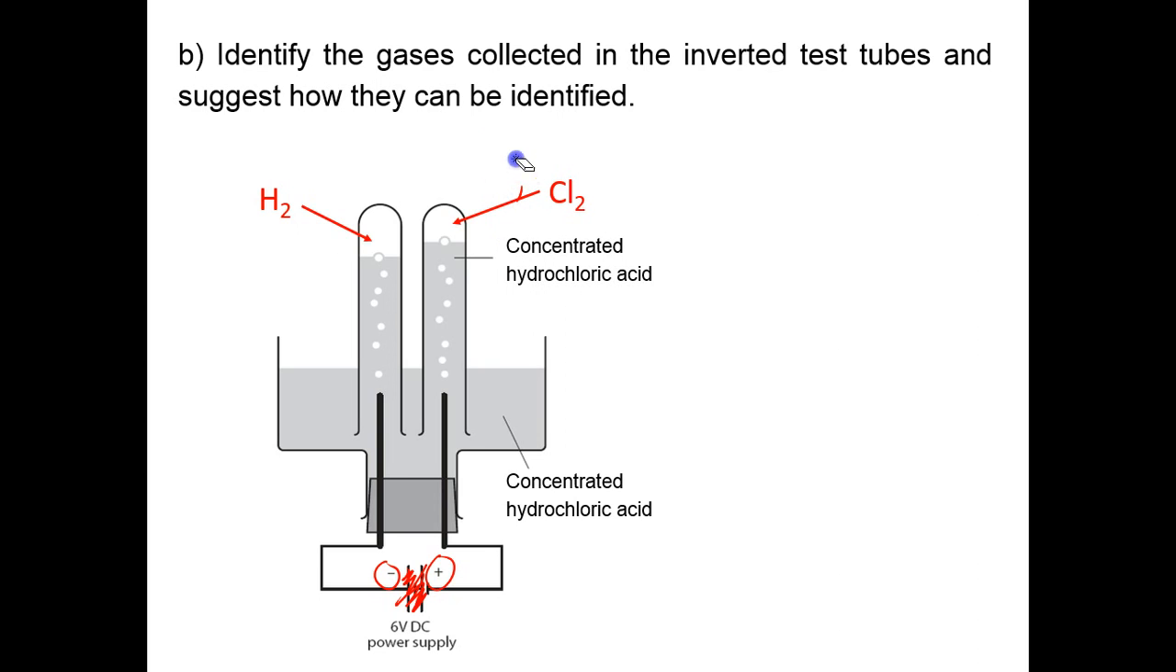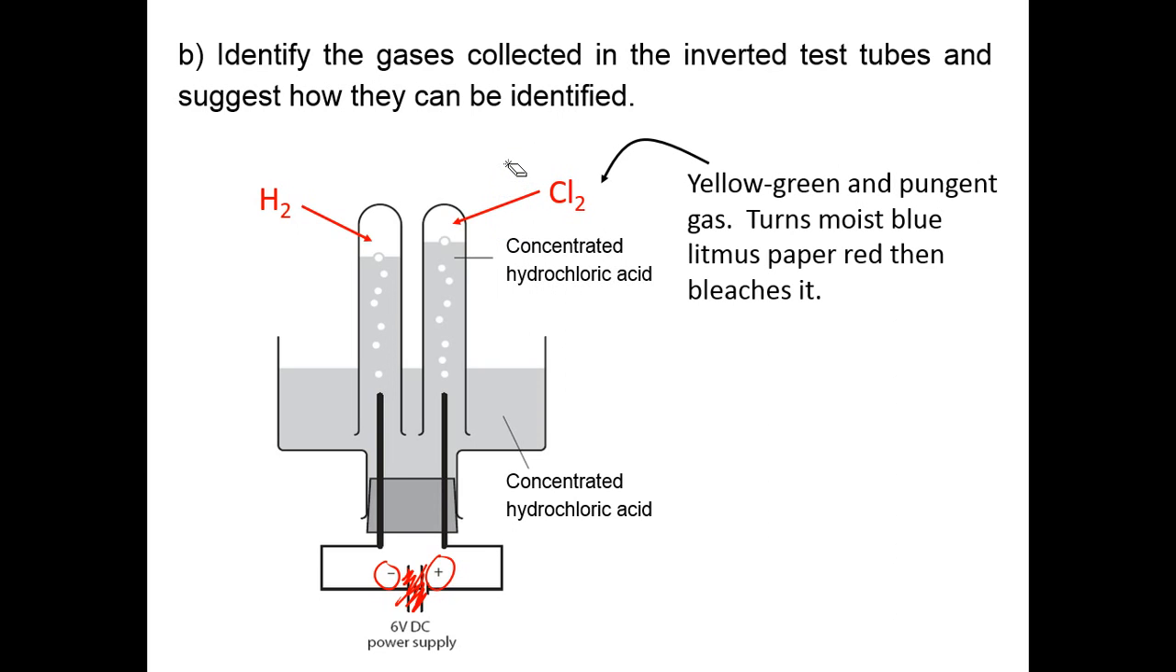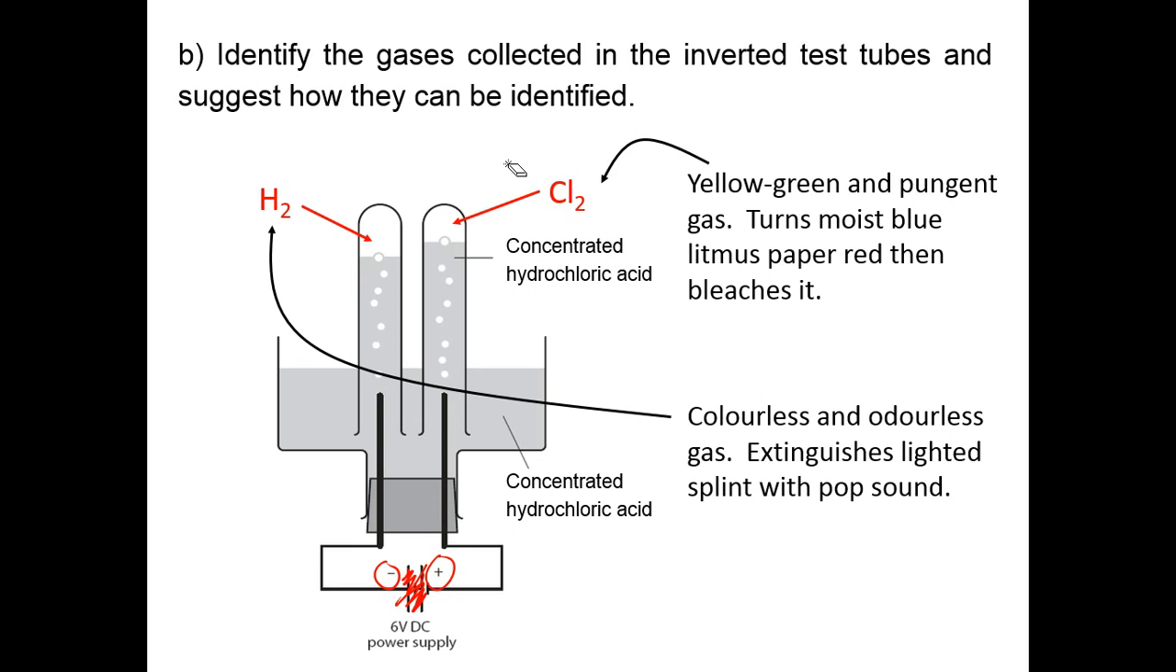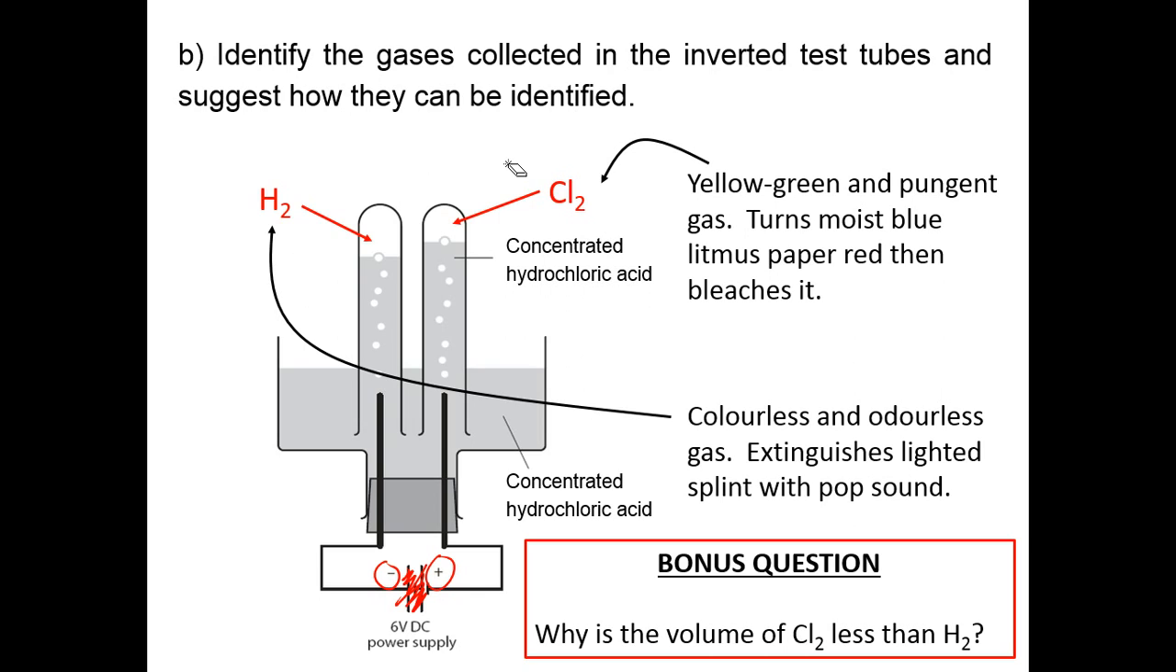And how do you identify them? Chlorine gas, yellow-green, pungent smell. It turns moist blue litmus paper red and then bleaches it. Remember to include the bleach part. The bleach part is a distinguishing characteristic. H2, very simple, it extinguishes a lighted splint with a pop sound. Alright, so now I have a bonus question for you. If you observe the diagram very closely, you will see that the H2 volume appears to be more than that of the Cl2 volume. Why is this so? So why is this so?